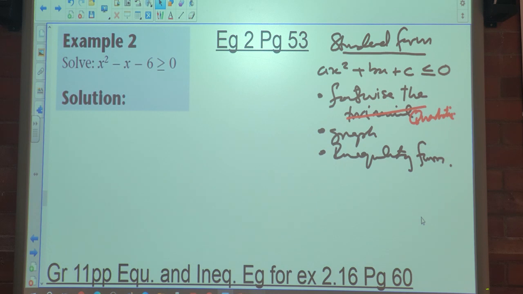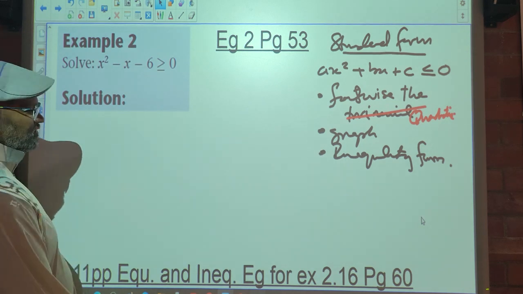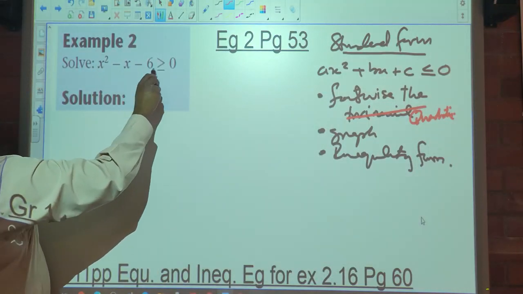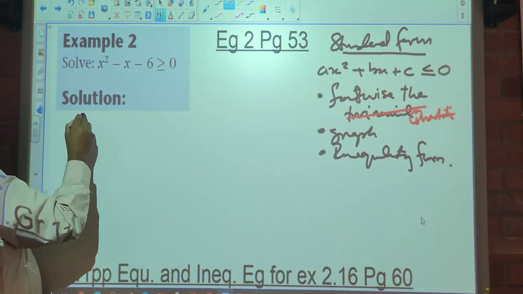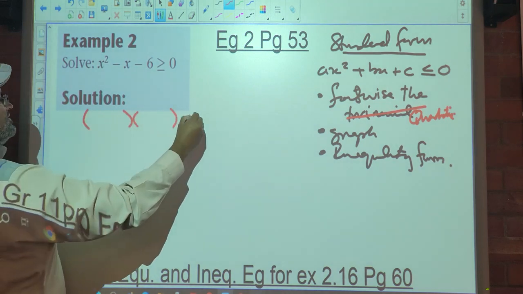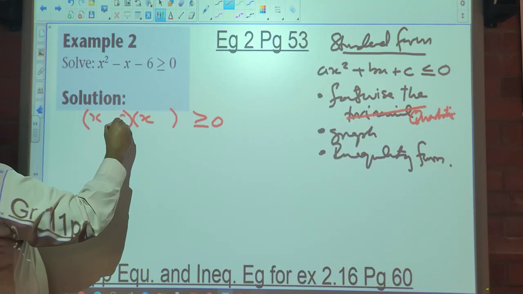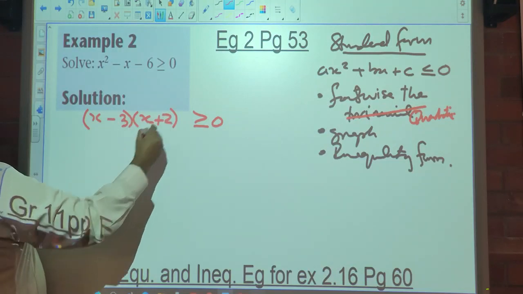Example 2, we are asked to solve x squared minus x minus 6 has to be greater than or equal to 0. What's the first step there? We must get it in standard form. Is it in standard form? Yes. Factorize the quadratic. What type of factorization will take place here? Trinomial. So we go, it will be x and x, 3 and 2, minus 1.